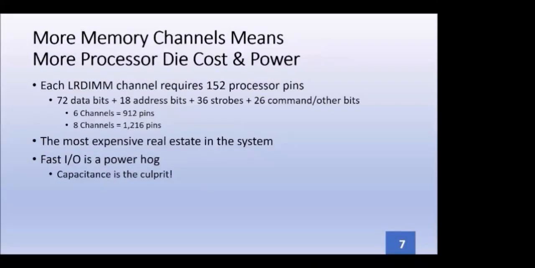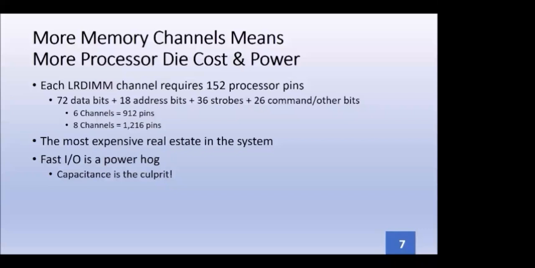When you add memory channels to a processor, it adds die cost and burns a lot of power. Consider that an LRDIMM channel requires some 152 processor pins. Six channels almost gets you to 1,000 pins, consuming a lot of the most expensive silicon real estate in the system. Meanwhile, each of these pins presents a capacitive load that burns power when being driven at high frequencies.